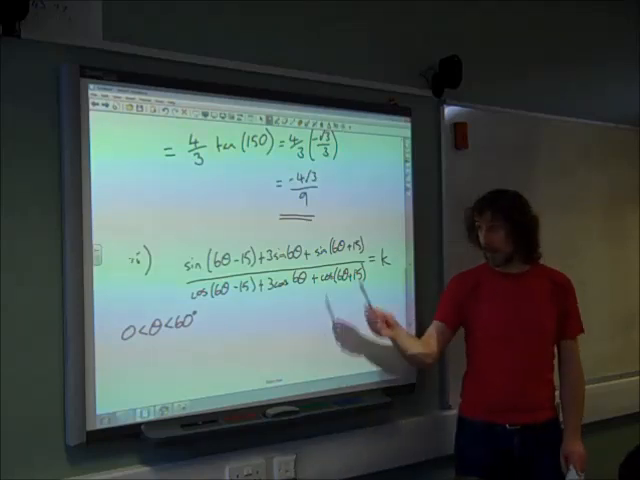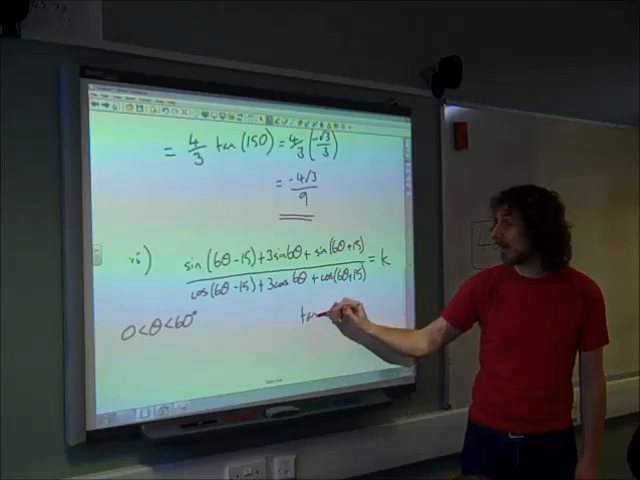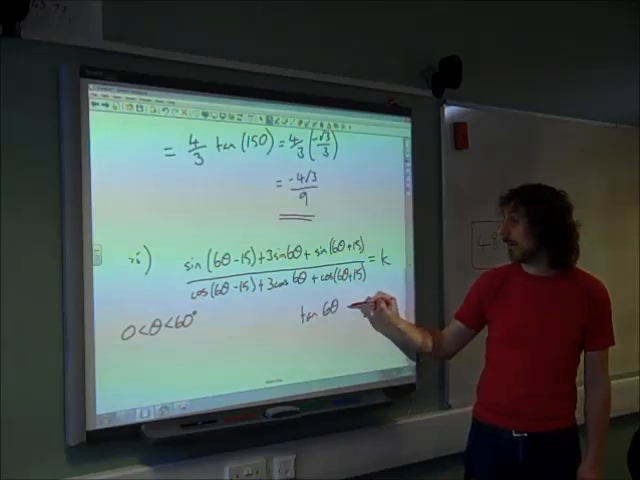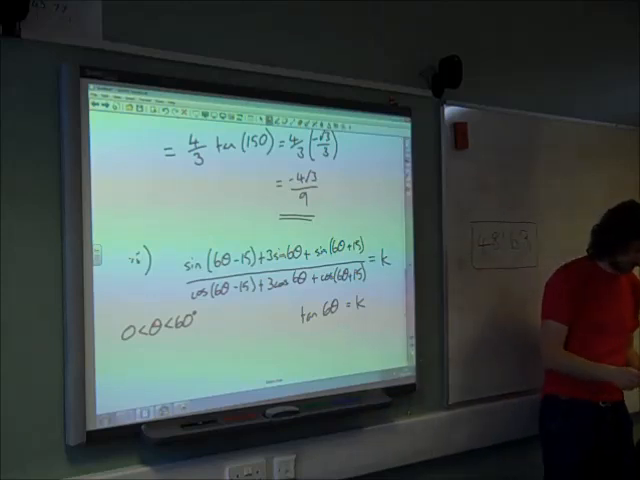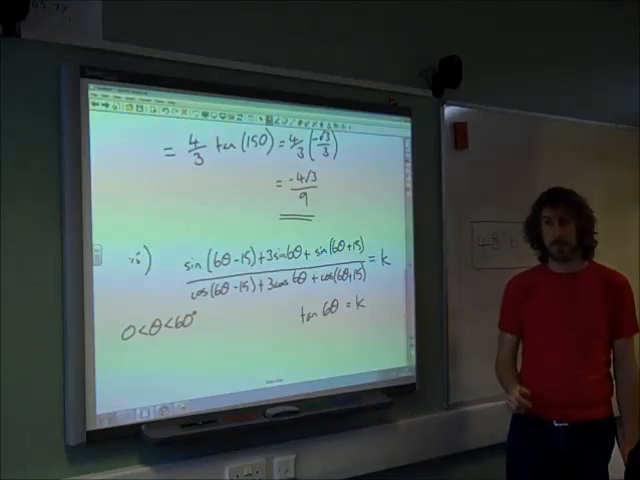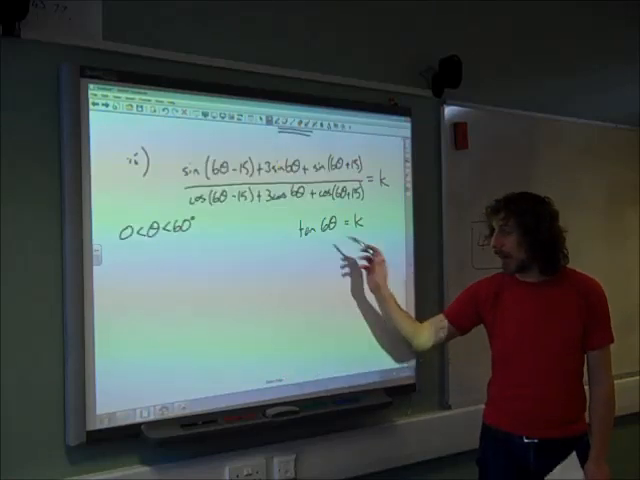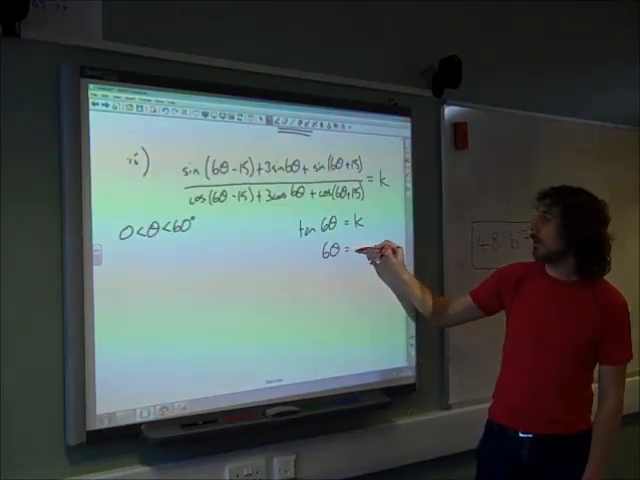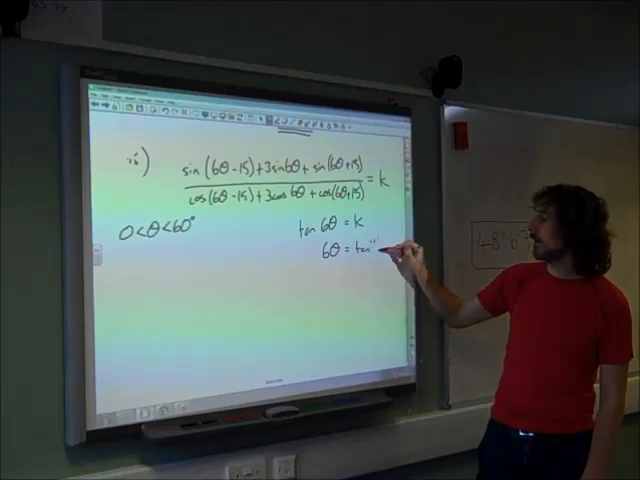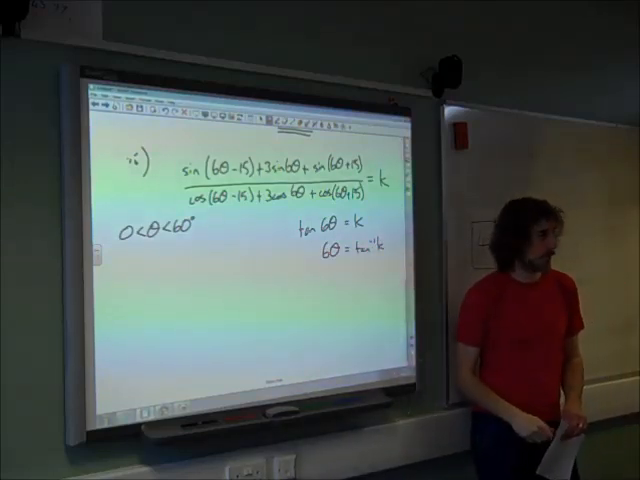Right, so the 15 is irrelevant. If we ignore that, then it looks just like the thing we started with, so what we've got is tan 6 theta is equal to k. So if we think how might we solve that equation, 6 theta would be the inverse tan of k.